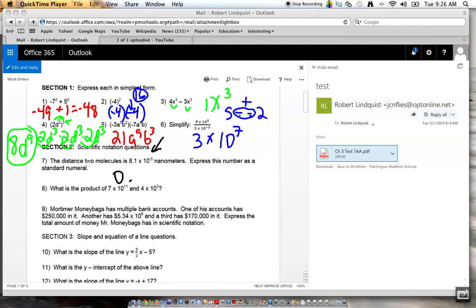Now, because there's a 5 here, I have to move a total of 5 decimal places, one of which will be made up by the 8. So that means I have to put 4 zeros. So I get 0.000081. And that's my correct answer. Okay? Any questions about that?